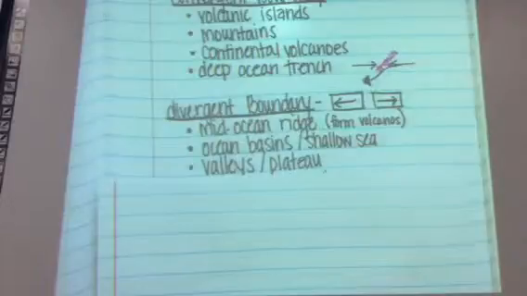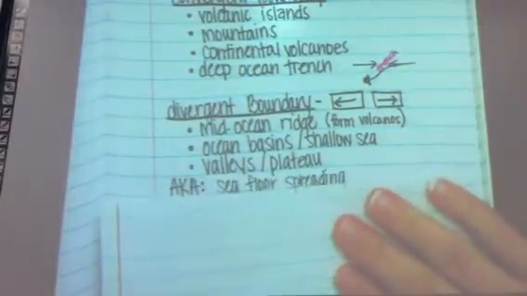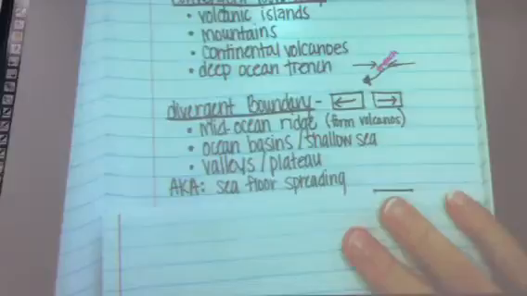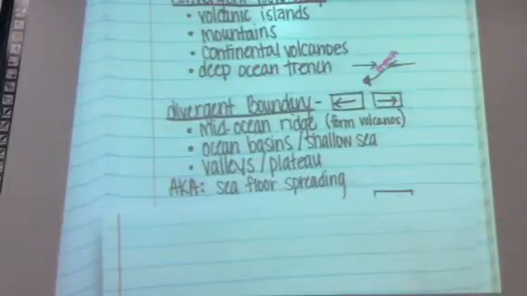Now, we talked about mid-ocean ridges and how they form. And because most divergent boundaries happen underwater, what is another thing that they can call mid-ocean ridges, or the spreading of plates under the ocean? Sea floor spreading.